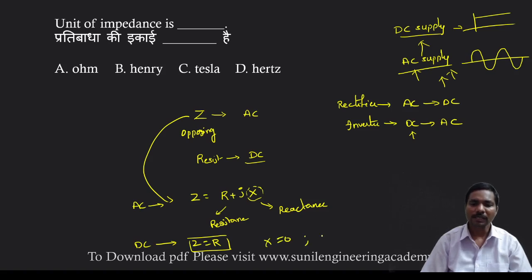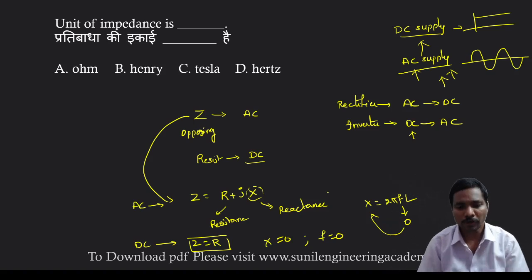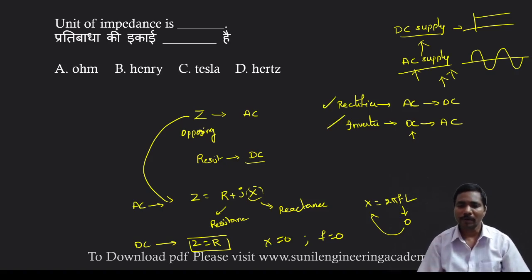Why? Because in DC supply there is no repeated variation, so the frequency is 0. X is in terms of omega L or 2 pi f L. So whenever the frequency is 0, the X term is going to be 0. We don't need this much of the concept, but I am just giving some idea. All these daily life devices are important from the exam point of view, and they are useful in real time also.